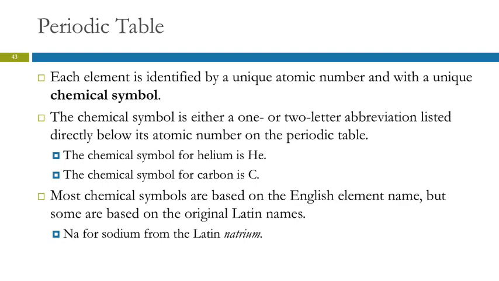Some of the element symbols are a little strange, like Na for sodium. There's no N, there's no A in the word sodium. How did that happen? Well, some of the elements that were discovered early on have Latin names. So the Latin name for sodium is natrium. So Na is the first two letters of the Latin name.